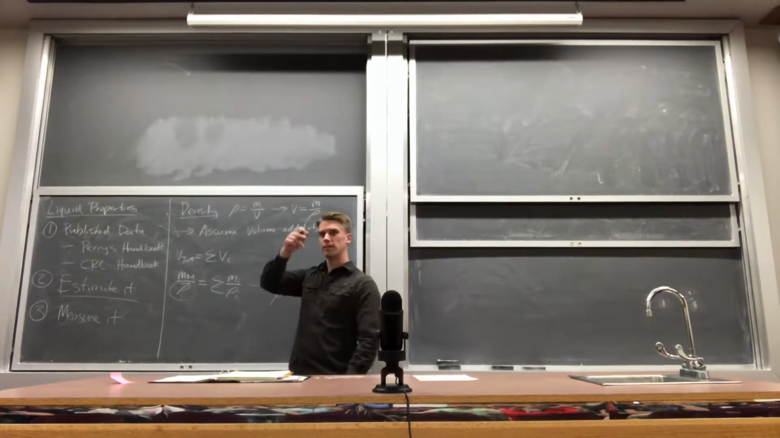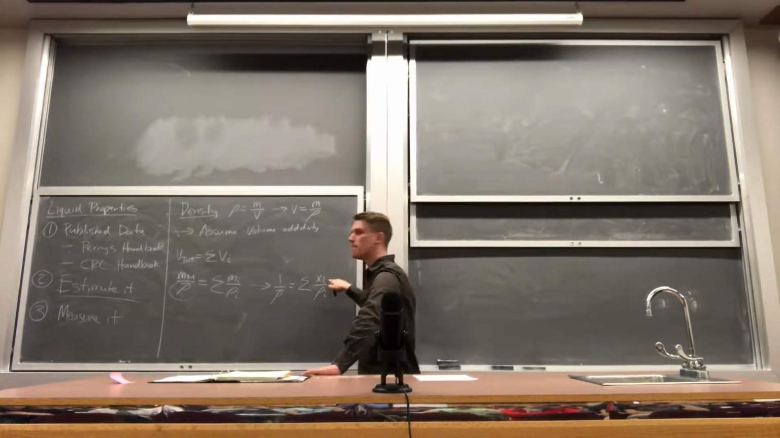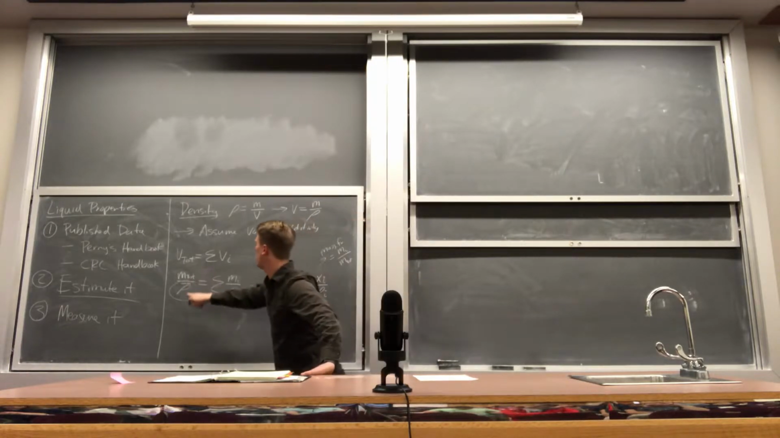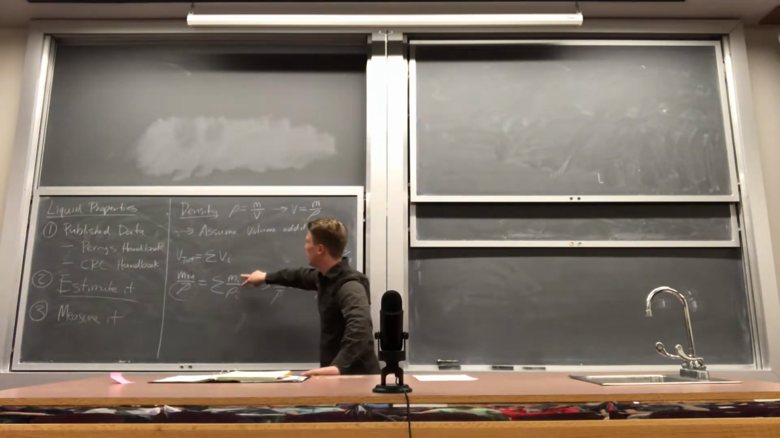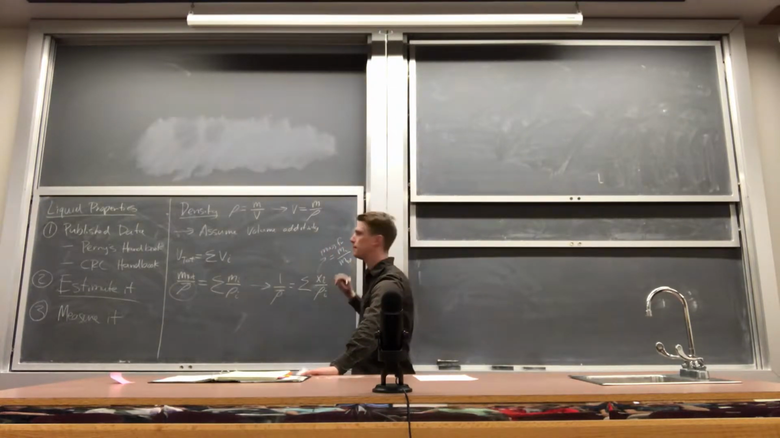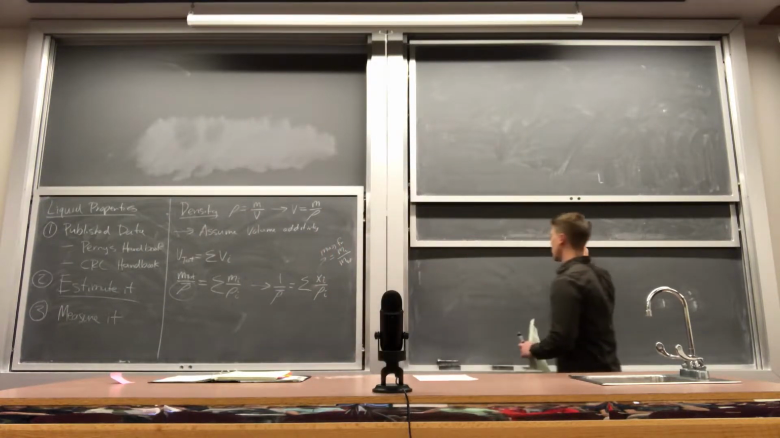All right, question. What was the x, sorry? X is the mass fraction of component i. So this is the mass fraction, and this is equal to the mass of species i divided by the total mass. And so if we divide both sides of the equations by total mass, the m_i divided by m turns into the x_i.